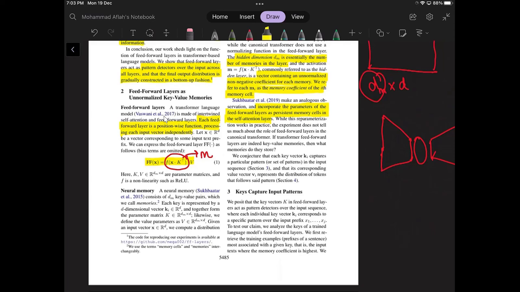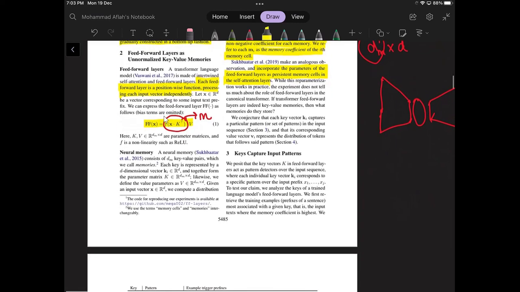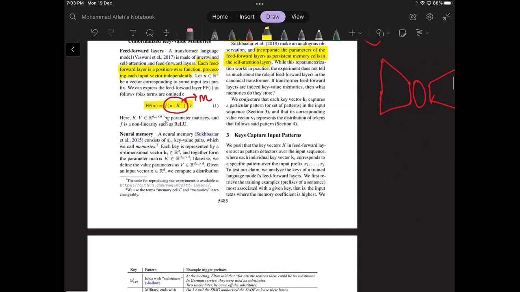If transformer feed-forward layers are indeed key-value memories, then what memory do they store? Okay, so I guess what Sukhbaatar et al. did was they took the parameters of the feed-forward layer and removed the feed-forward layer altogether. And they added that as a persistent memory cell in a self-attention layer. But I might be wrong, so I will need to go over this work maybe in a future video.